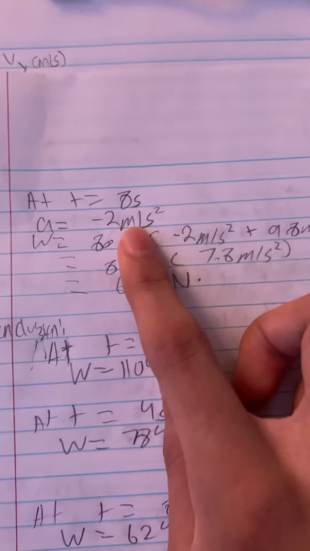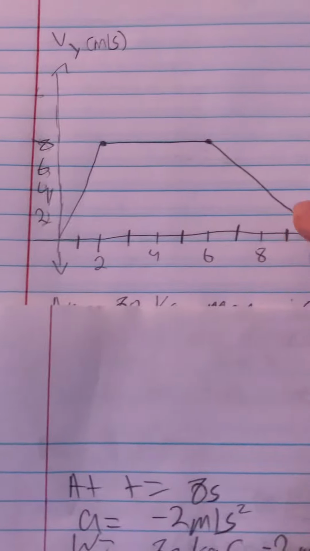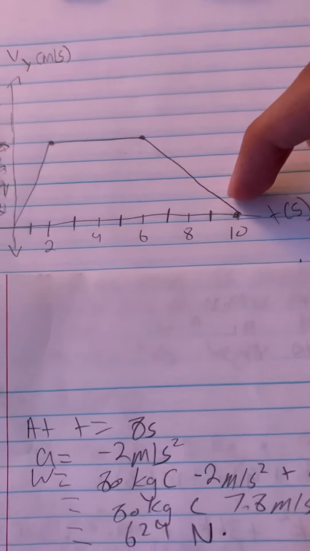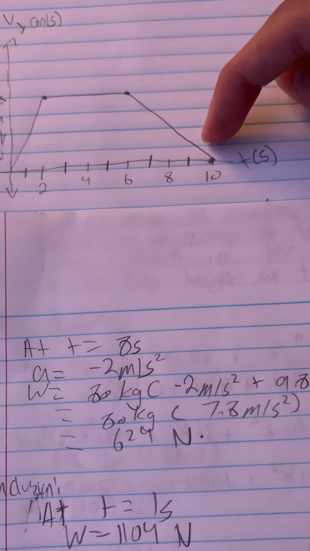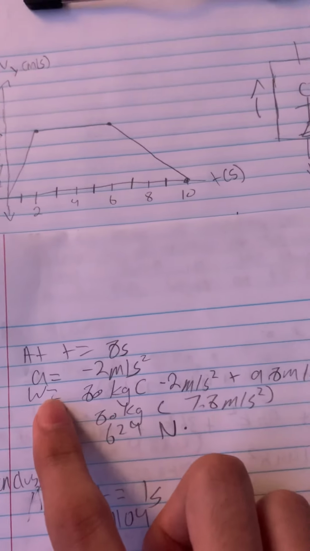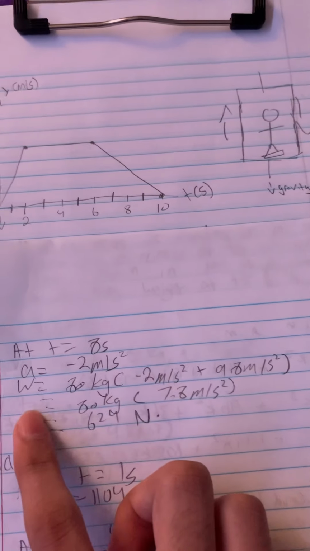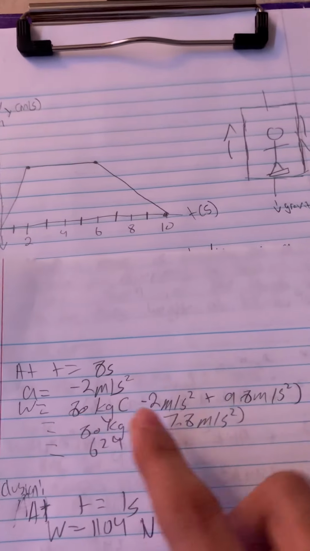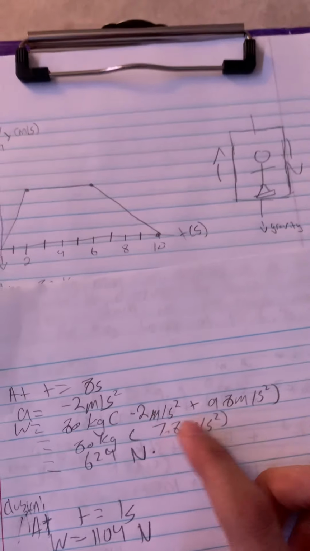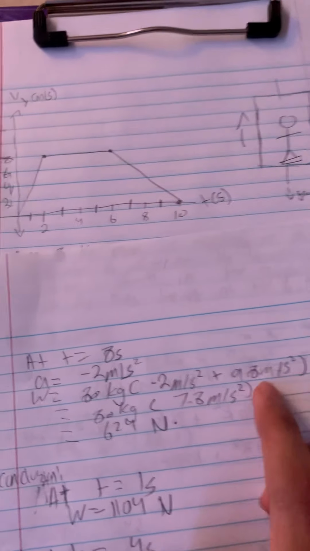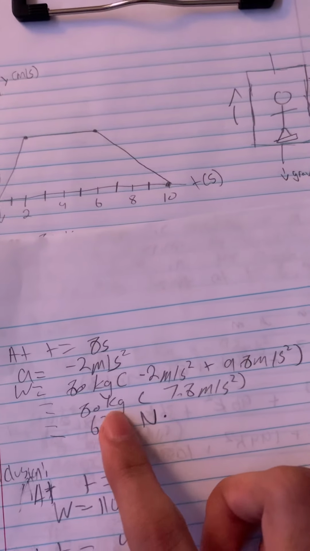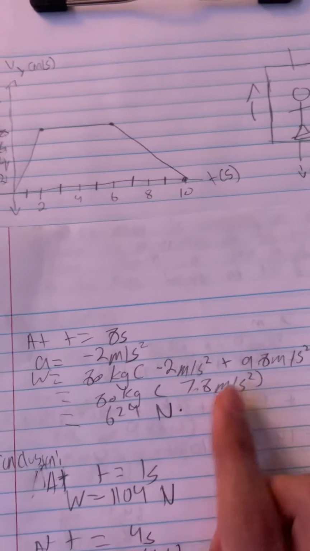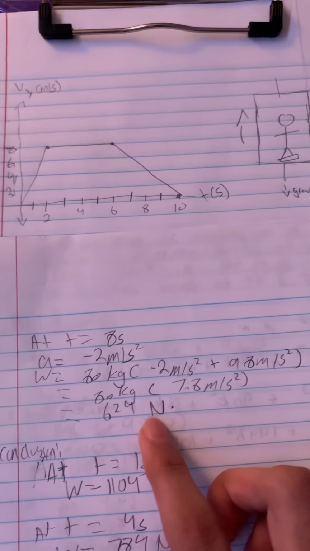And when t equals 8 seconds, the acceleration is -2. As you can see, that is decreasing, so it'll be -2 meters per second squared. So just plug that all into the equation. W equals 80 kilograms times -2 plus 9.8 meters per second squared. This will simply get us 80 kilograms times 7.8 meters per second squared, which will get us 624 newtons.